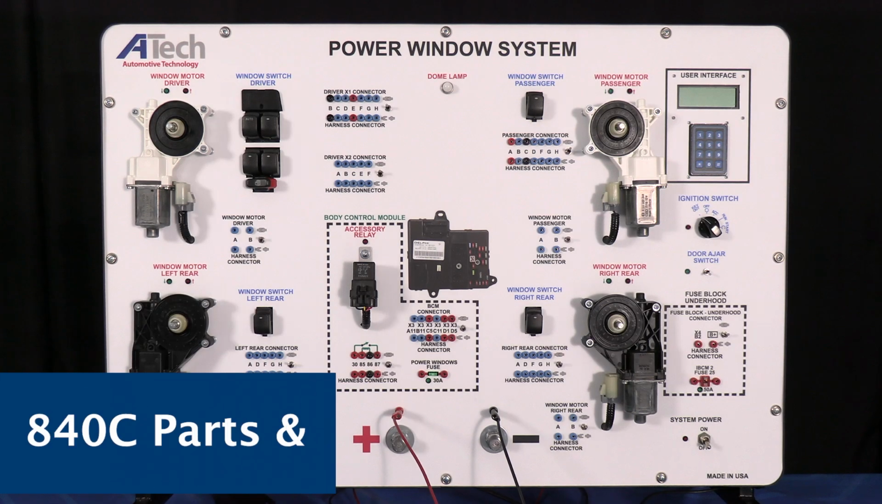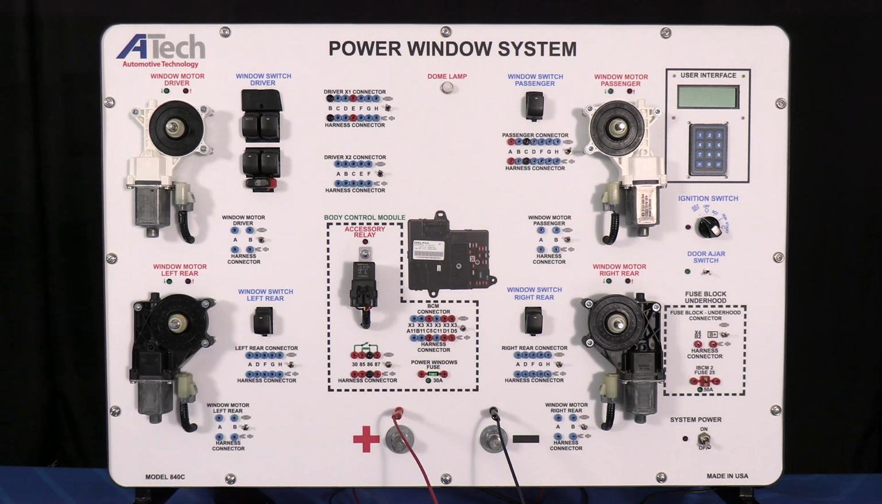Let's take a moment to look at the parts and pieces that make up our 840C Power Window Systems trainer. The actual automotive components on this trainer are from a 2010 Chevy Malibu. Starting in the bottom right hand corner, we're going to find our system power switch. Moving up from there, we have our fuse block, which was traditionally found under the hood. We have a simulated door jar switch above that, as well as a simulated ignition switch here. Moving over to the car part components, we have our window motor for the passenger, as well as the switch that activates it. We have a dome lamp simulator here.